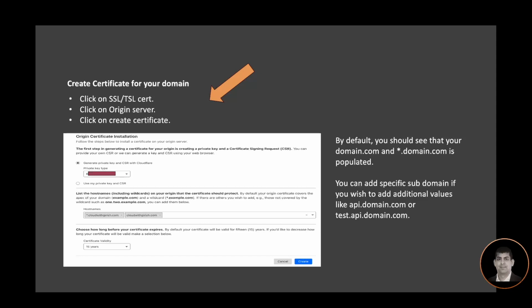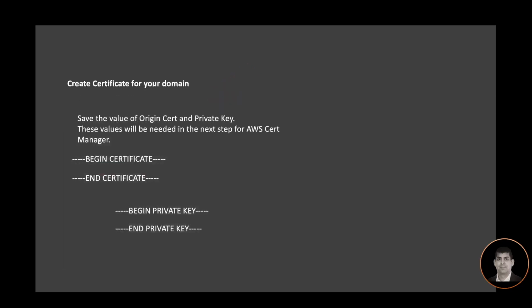You can add a specific subdomain if you wish to add additional values like api.domain.com or test.api.domain.com, whatever your use case requires. In my case, I'm using an asterisk, so I will be able to use api.domain.com here as well. Save the value of this origin cert and private key. We will need the value in the next step for AWS Certificate Manager.